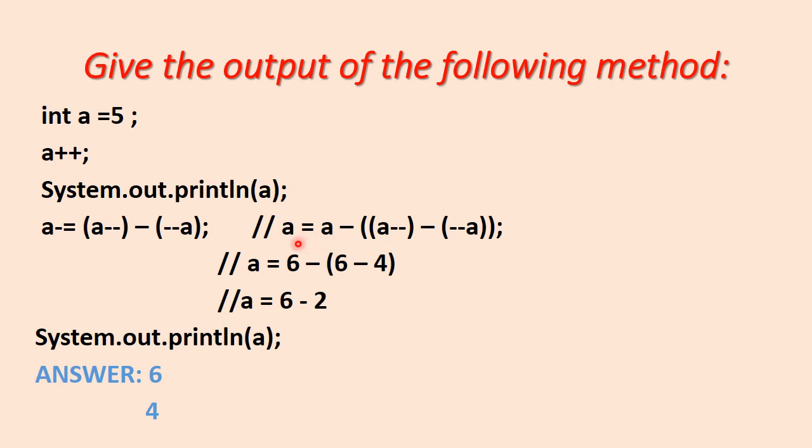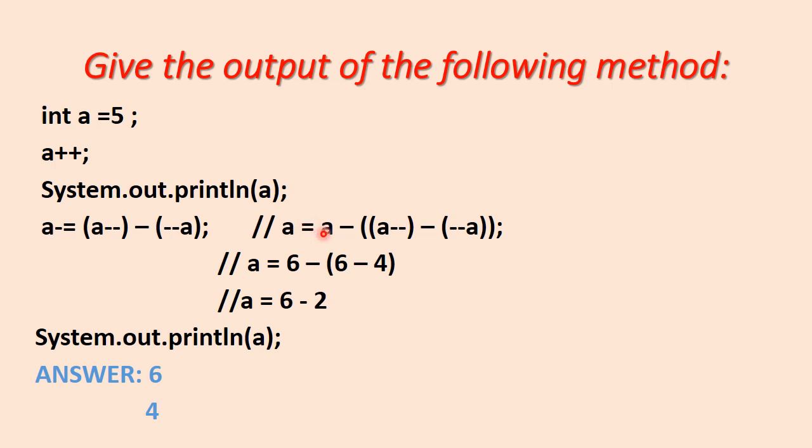So how can we write? A equal to a minus, and then same as what was given in the expression, a minus minus minus minus minus a. This whole I kept in the bracket, because this complete expression we have to subtract from this a, according to this shortcut operator. Now next we will solve a minus a equal to, what is the original value of a?